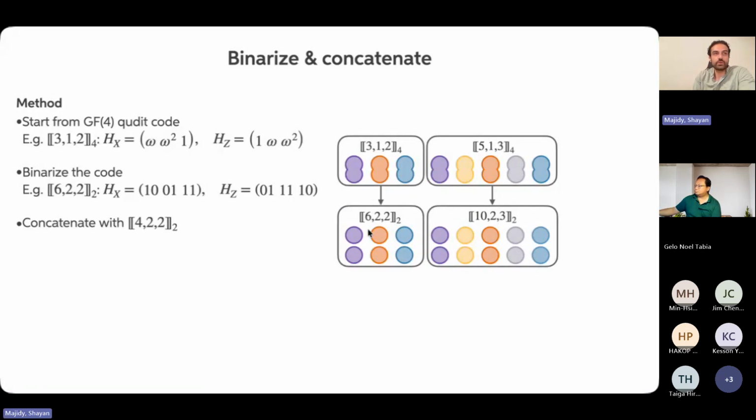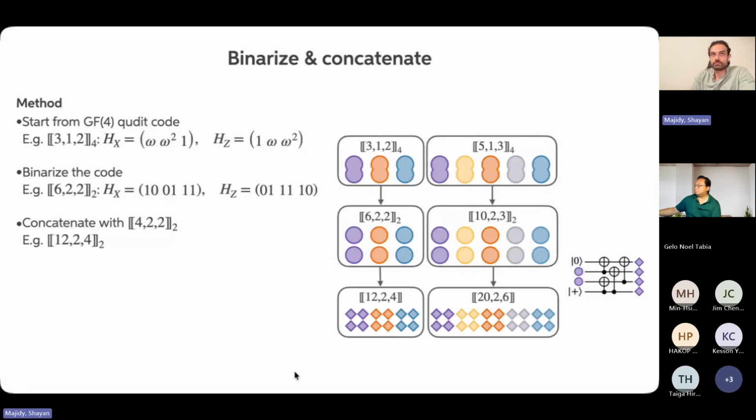You then take this outer code and you concatenate it with a 422 code by taking these qubits and feeding them into this encoding circuit. And what you get in the 622 example is a 1224 code. And in the 1023 example here, you get a 2026 code. So the input is a GF4 qudit code, and the output is a phantom code.